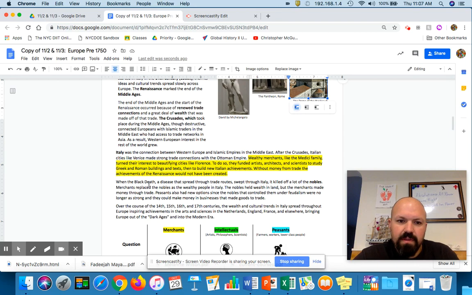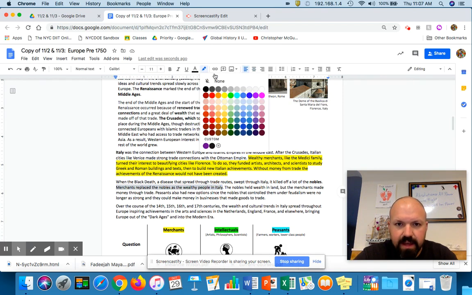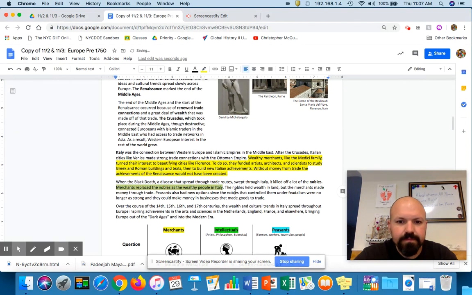Moving on. When the Black Death, a disease that spread through trade routes, swept through Italy, it killed off lots of nobles. Merchants replaced the nobles as the wealthy people in Italy. Let's make that yellow. Okay. The nobles held wealth in land, but the merchants made money through trade.